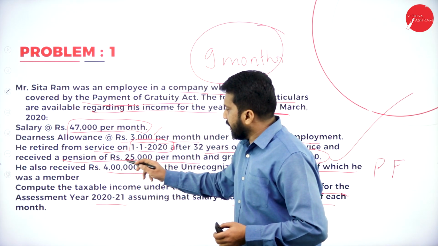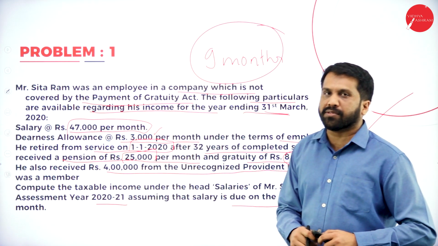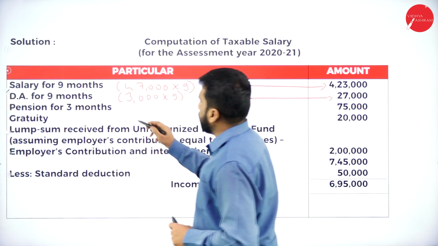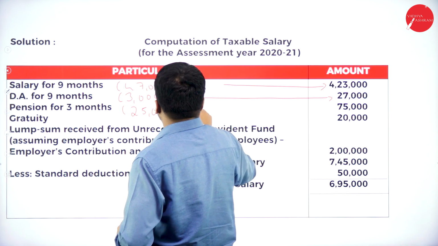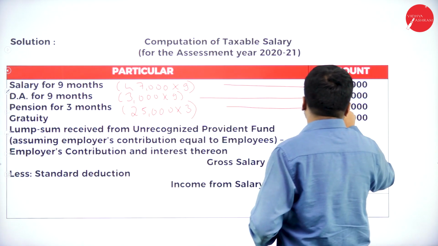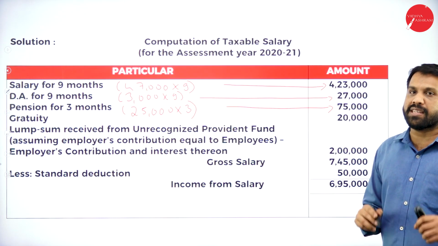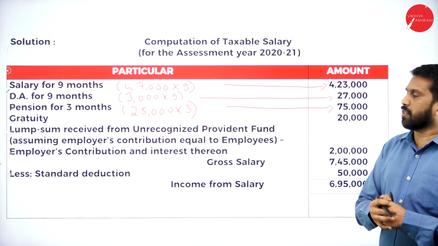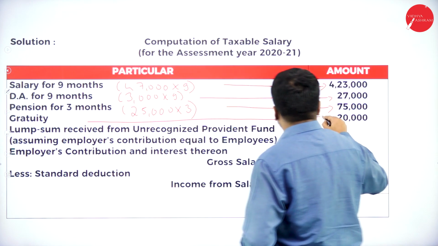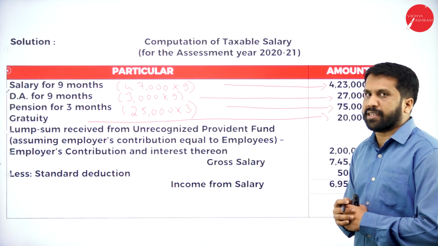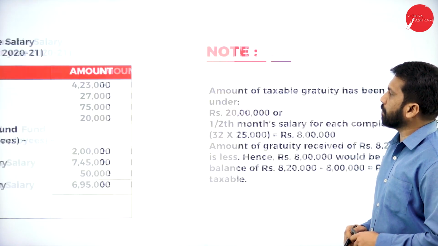What is the pension he collected? 25,000 per month. So pension will be 25,000 multiplied with 3. So it will be how much? 75,000 is his pension. Now we have to calculate gratuity. Gratuity is how come 20,000? I'll show you the calculation.